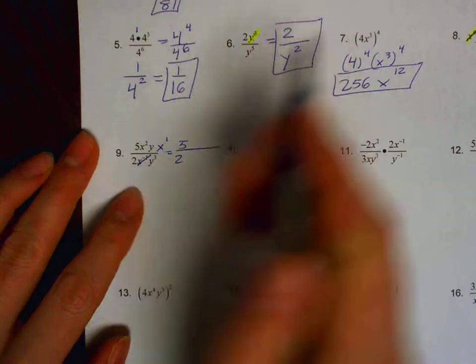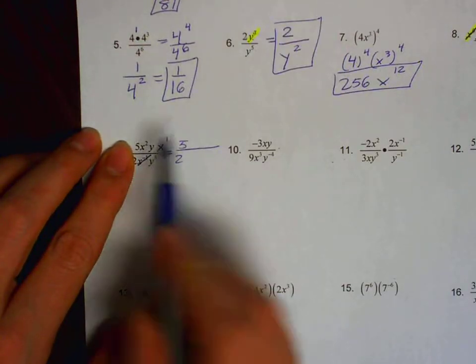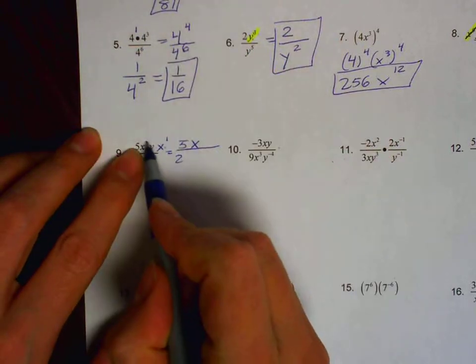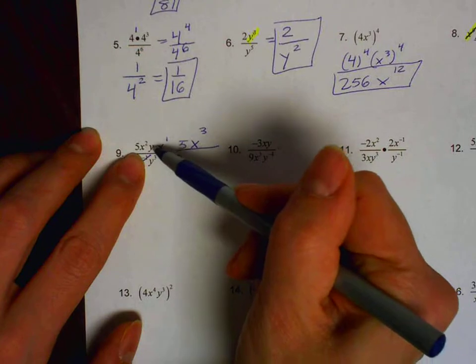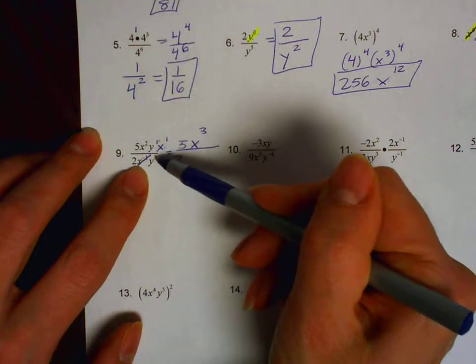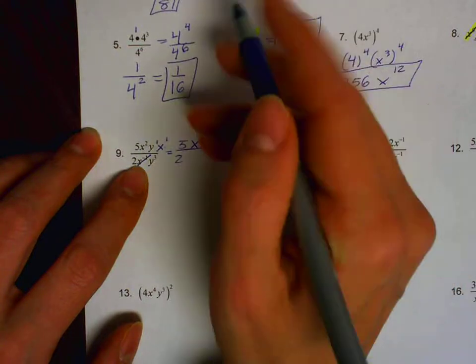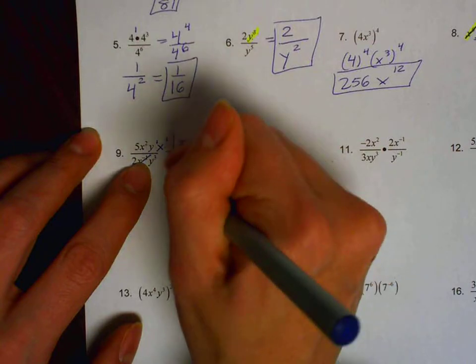On the top here, I have x squared times x. So I keep the base and add the exponents. 2 plus 1 is 3. And then I have a y to the 1 and a y cubed. I'm dividing. Well, y cubed, 3 is bigger than 1, so my y is going to go on the bottom, and 3 minus 1 is 2.